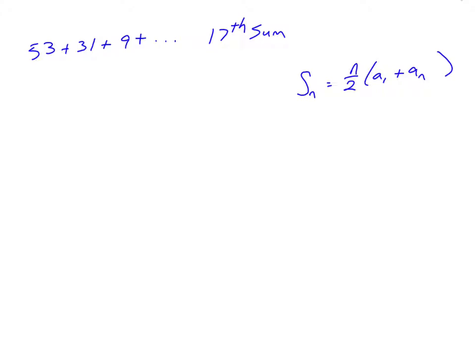The other one is S sub n equals n over 2 times, 2 times a sub 1 plus n minus 1 times the common difference. So again, S sub n represents the sum, n represents the number of terms, a sub 1 is the first term, and d is the common difference. So let's discuss, when do I use one over the other?